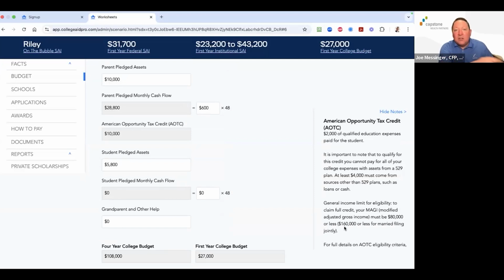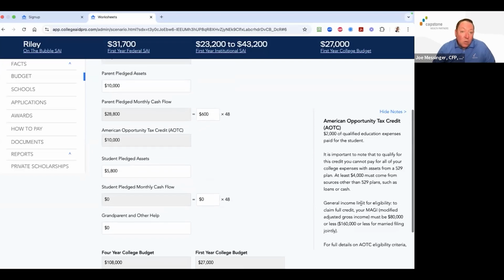Spend $4,000, you can get back $2,500 as a credit. So a true credit, not a deduction, a credit. So if you owed $10,000 in taxes, that $2,500 credit would bring your due down to $7,500. So it's a credit. But if you make over 180, you're phased out and you won't get that.